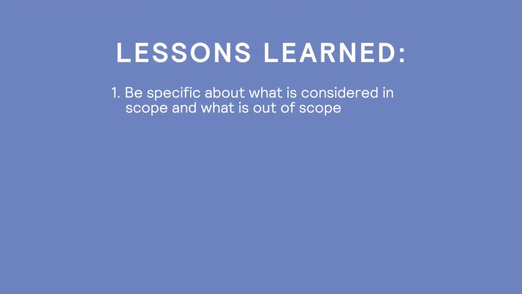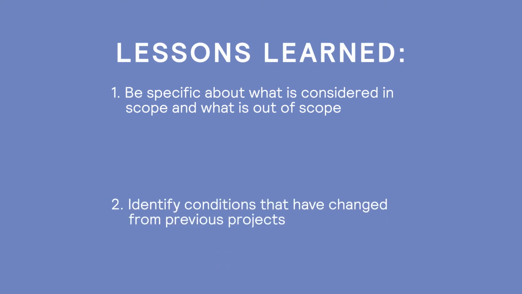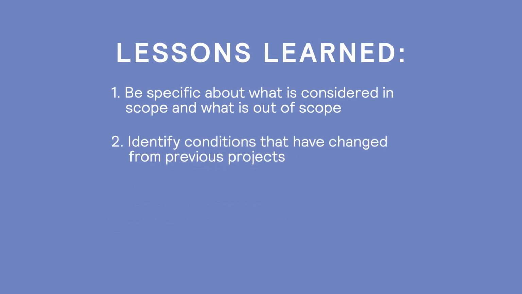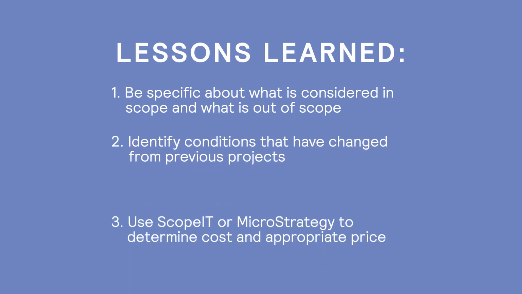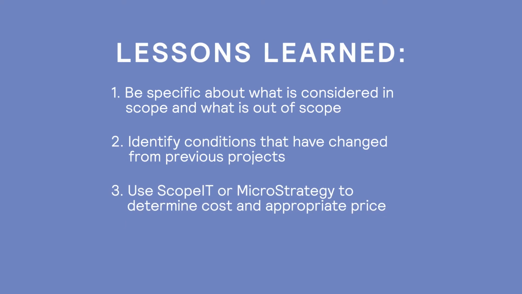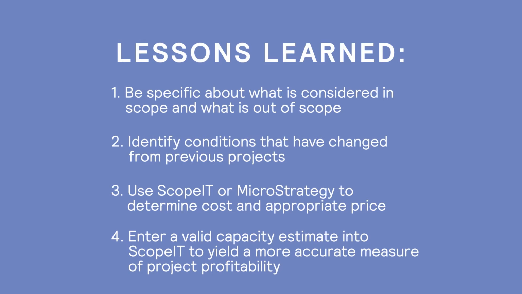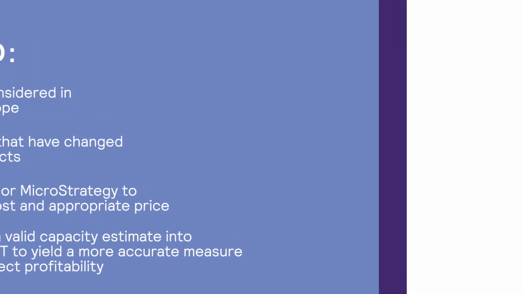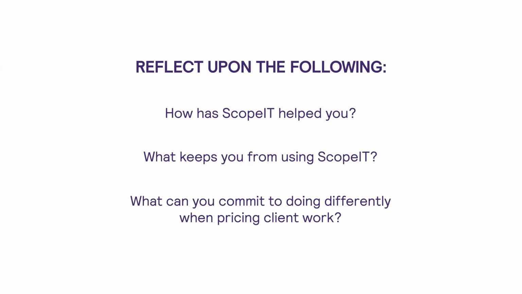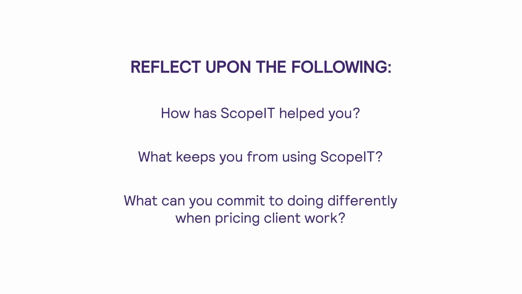Remember, be specific about what is considered in scope and what is out of scope. Identify conditions that have changed from previous projects. Use Scope It or MicroStrategy to determine cost and appropriate price. Enter a valid capacity estimate into Scope It to yield a more accurate measure of project profitability. Pause the video now to reflect on this stage of the revenue cycle.